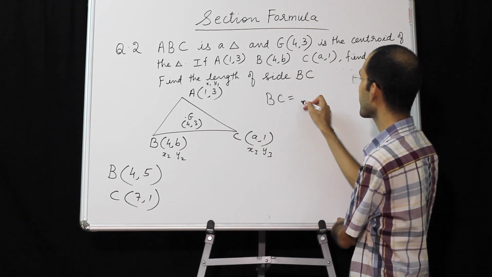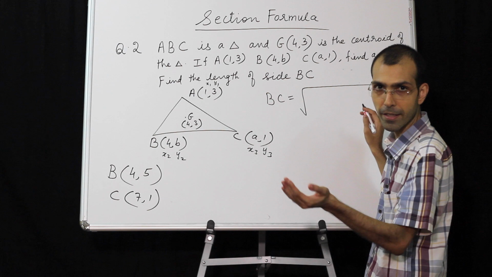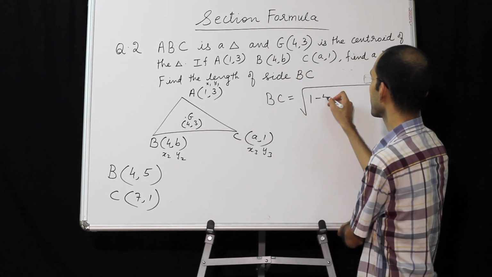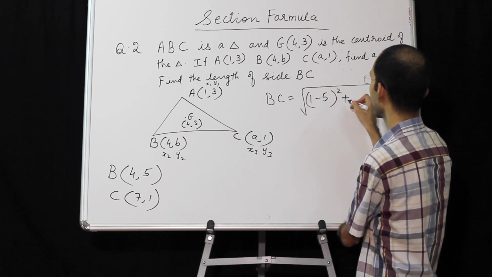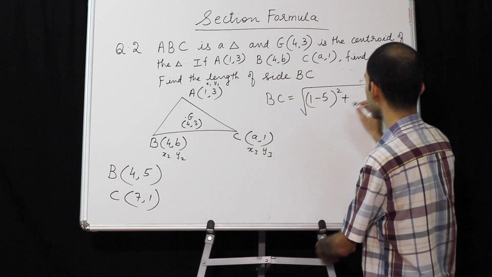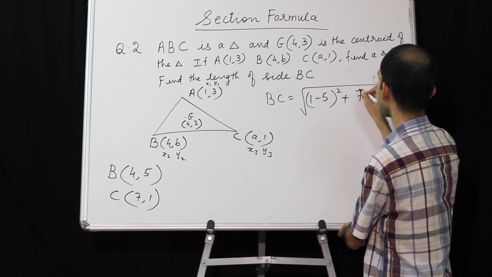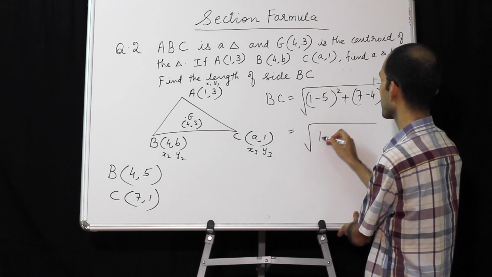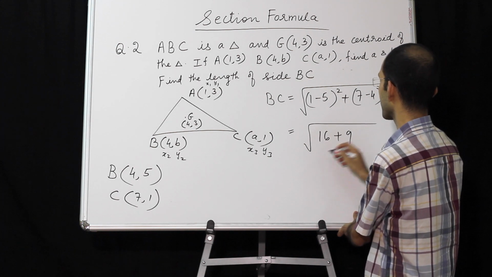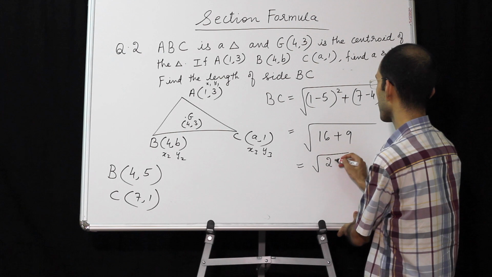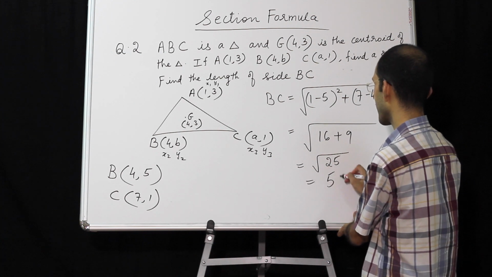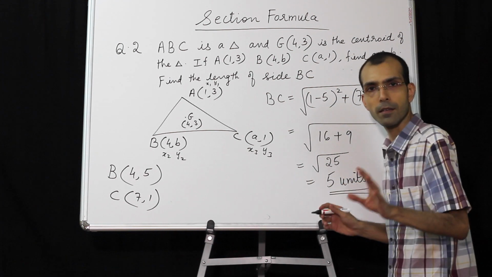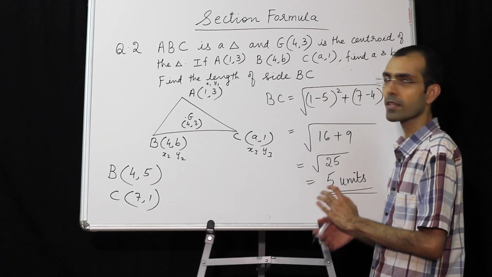So first you will have to write the formula, which I am not writing here, and then show the substitution. So square root of (y2 minus y1) the whole square plus (x2 minus x1) the whole square. So that is minus 4 the whole square, 16 plus 9, that is square root of 25, that is 5 units. So done with this sum. So question 2 is now over.